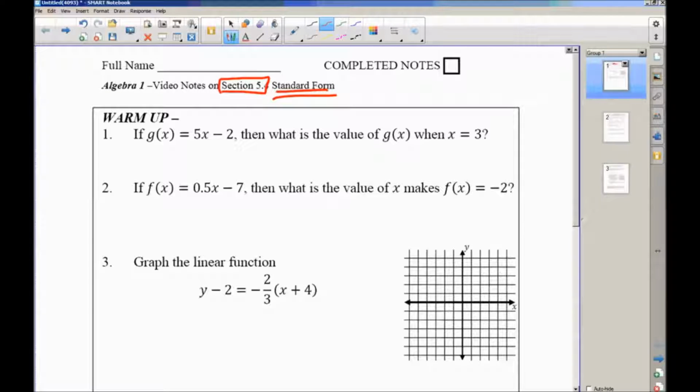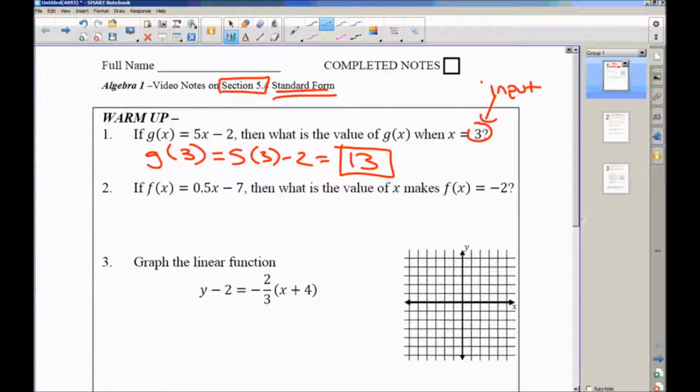Okay, so the warm-up: if g of x equals 5x minus 2, then what is the value of g of x when x is equal to 3? So this time we know the input. So hopefully you stuck the input in for x. So this says what is the output of g for input 3. So 5 times 3 minus 2 makes 15 minus 2, which is 13. Okay.